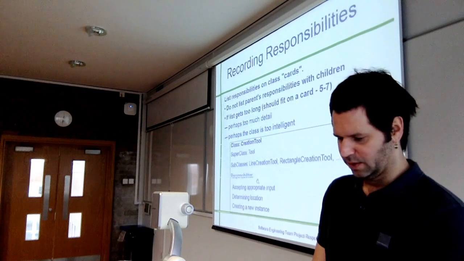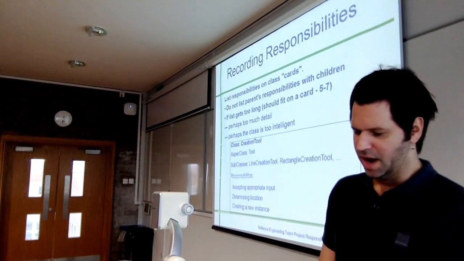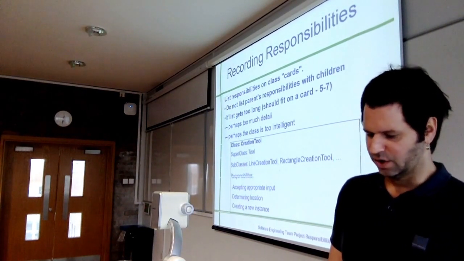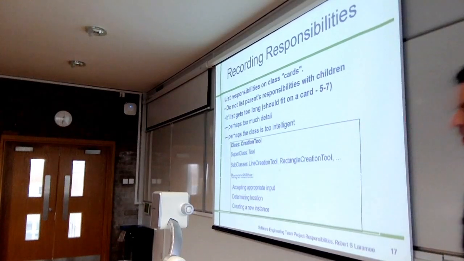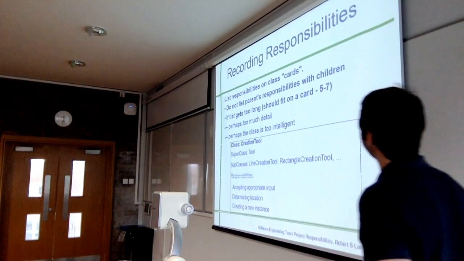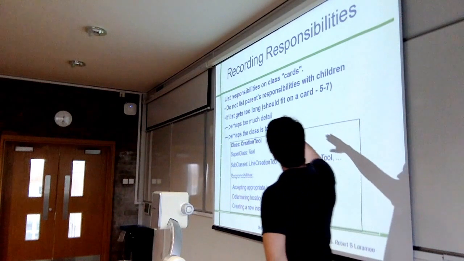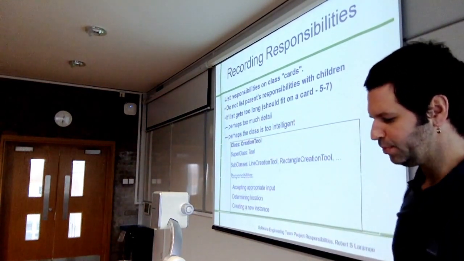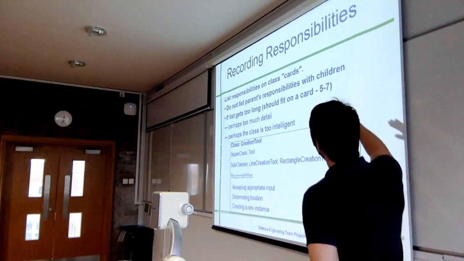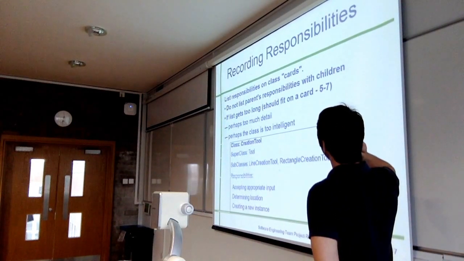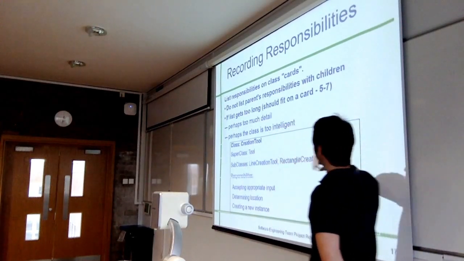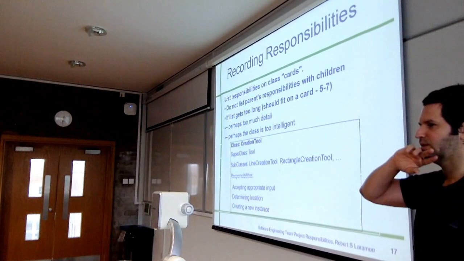So that's unassigned responsibilities. And now this is your first software design tool. It's called a class card. This is how we actually write down the responsibilities. We list responsibilities on class cards. By the way, there's a note here, don't list parents' responsibilities with the children. So this is a card, and we have one card per class.